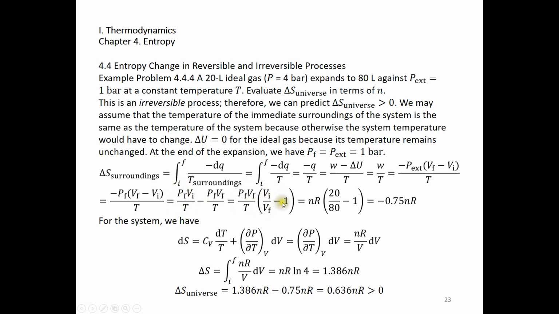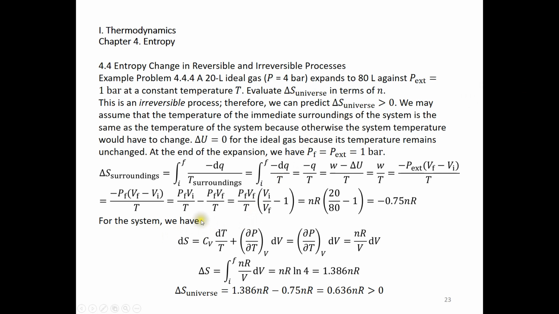The reason I do this is because PF VF over T is simply NR. We have an ideal gas, so PV equals NRT. T never changes, so PF VF is equal to NRT, and this is just NR. What about VI over VF? VI is 20 liters, VF is 80 liters, so we plug in and we have a quarter minus 1, which is negative 0.75 NR. It's fairly easy for you to just plug in the values of N and R to compute this. But I think this is good enough to answer this question.